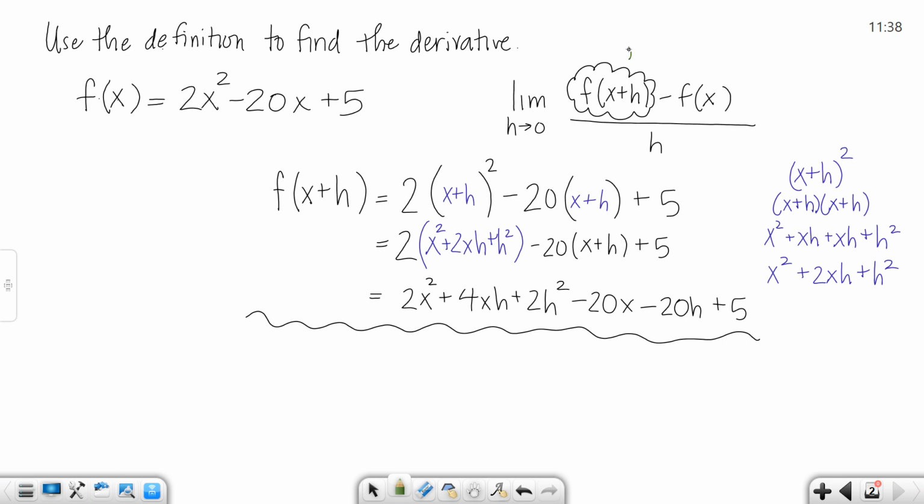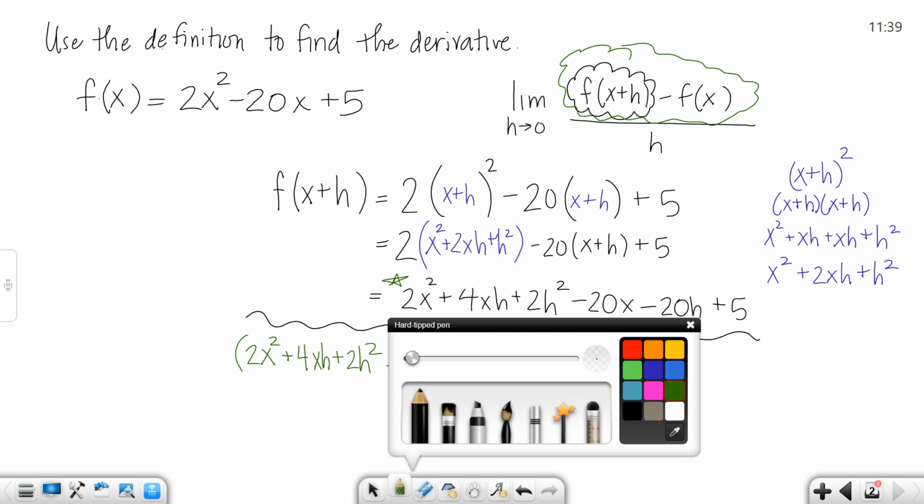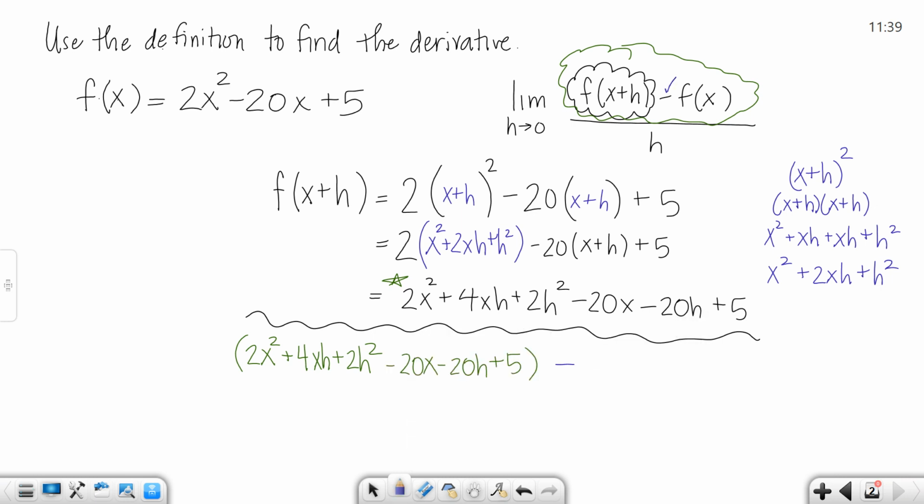My next part, I'll put it in green, is we're going to do the entire top. It starts by saying f of x plus h. That's what we just found in step 1, which was 2x squared plus 4xh plus 2h squared minus 20x minus 20h plus 5. After that, you're going to say subtract, and then you always say the original. So the original is 2x squared minus 20x plus 5. This is what step 2 would look like.